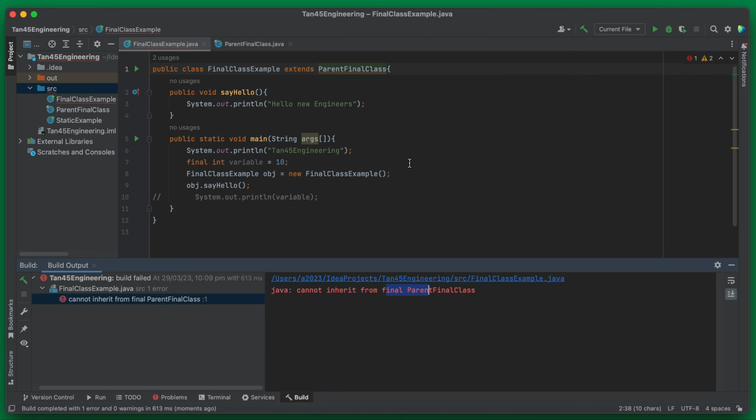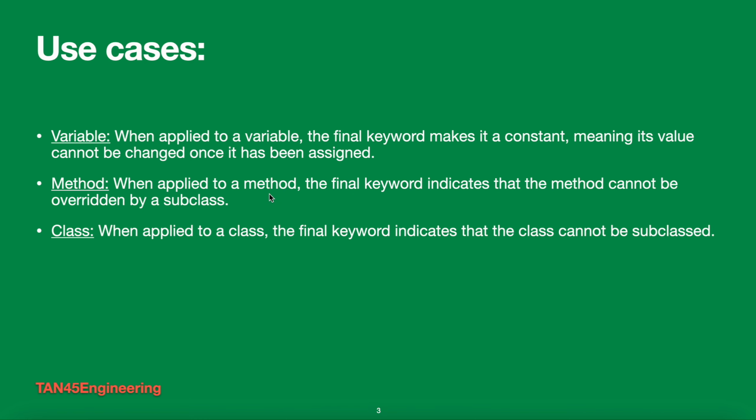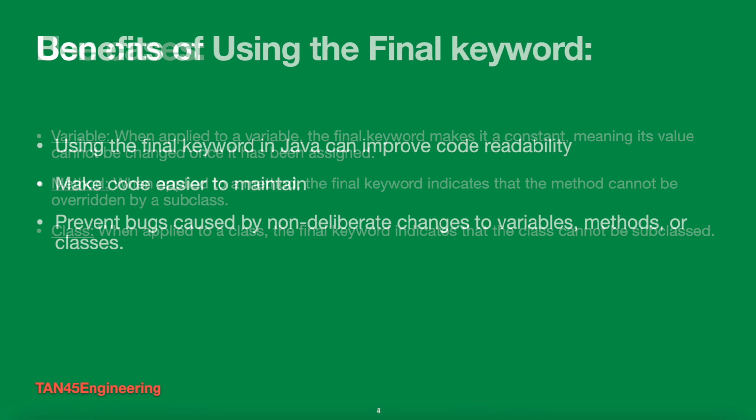Okay, this is also one of the properties that is used to create immutable classes, which we'll cover in another session. So overall, when a variable is defined as final, it becomes a constant. Its value cannot be changed or updated. When a method is defined as final, it cannot be overridden in the subclass. When a class is defined as final, you cannot create a subclass of the final class.